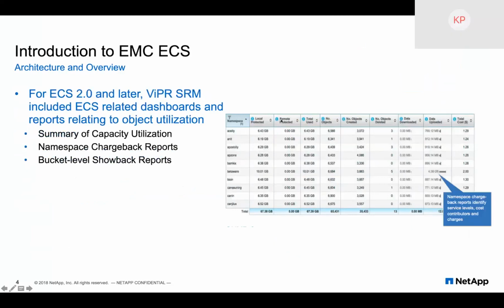All right, thank you. So what they care about is really the namespaces and the buckets. So looking at bucket utilization, doing some sort of showback or chargeback. This is an example of a report that's presented inside Viper SRM. So when a customer that has ECS wants to see that data inside OCI, they will typically want to try and model this.